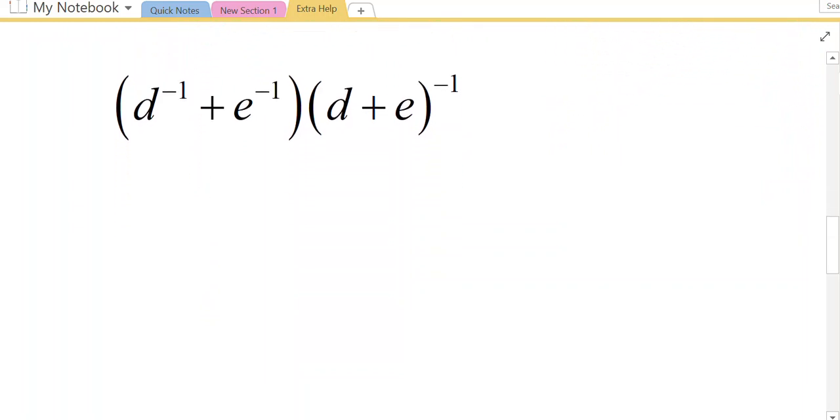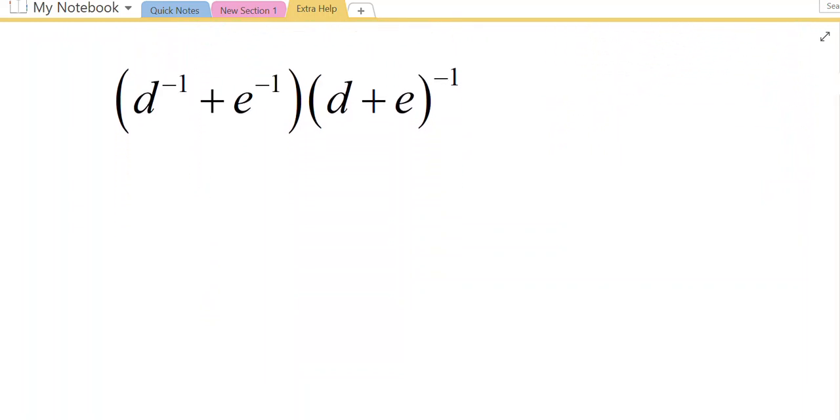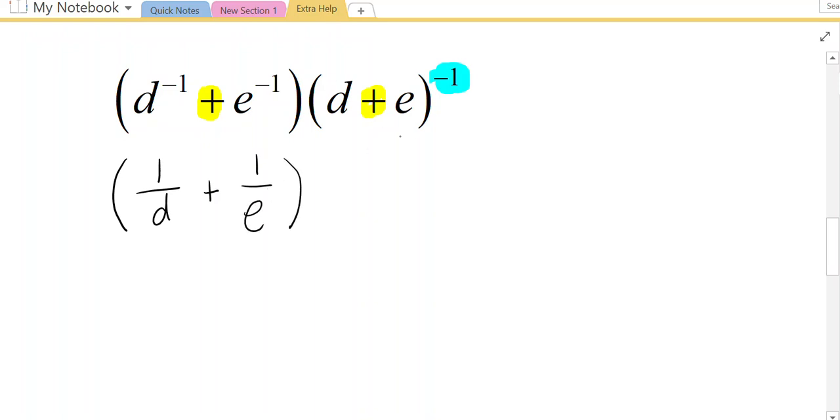All right. Oh, here's another one. Now this one's even trickier. Again, I have addition and subtraction signs, but I also have this negative 1 on the outside. That cannot distribute in, as tempting as it is to distribute it. So what I'm going to do is rewrite d to the negative 1 as 1 over d. Then I'm going to write e to the negative 1 as 1 over e. And then this d plus e all to the negative 1 is going to be 1 over d plus e, because that whole quantity needs to move down.